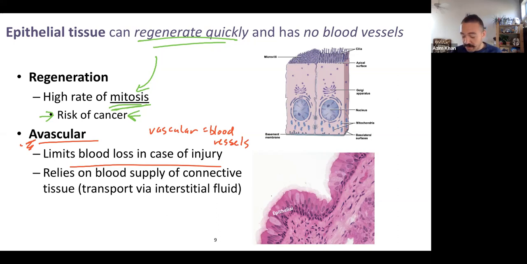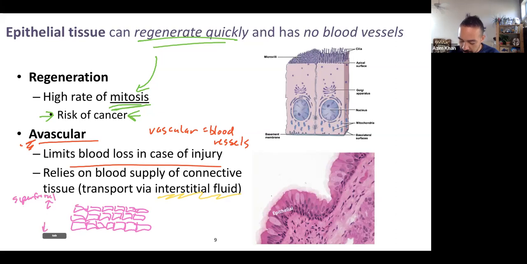Your cells still need nutrients, though. So your epithelial cells rely on transport through interstitial fluid to get to your cells and feed them. This means that if you have epithelial tissue that's layered, let's say you've got some cells here and then more cells here, and more cells here. And this is superficial, and this way is deep. So you have blood vessels right here. If you want to get nutrients to these cells, it would have to leave the blood into the interstitial fluid and make its way to the cell.